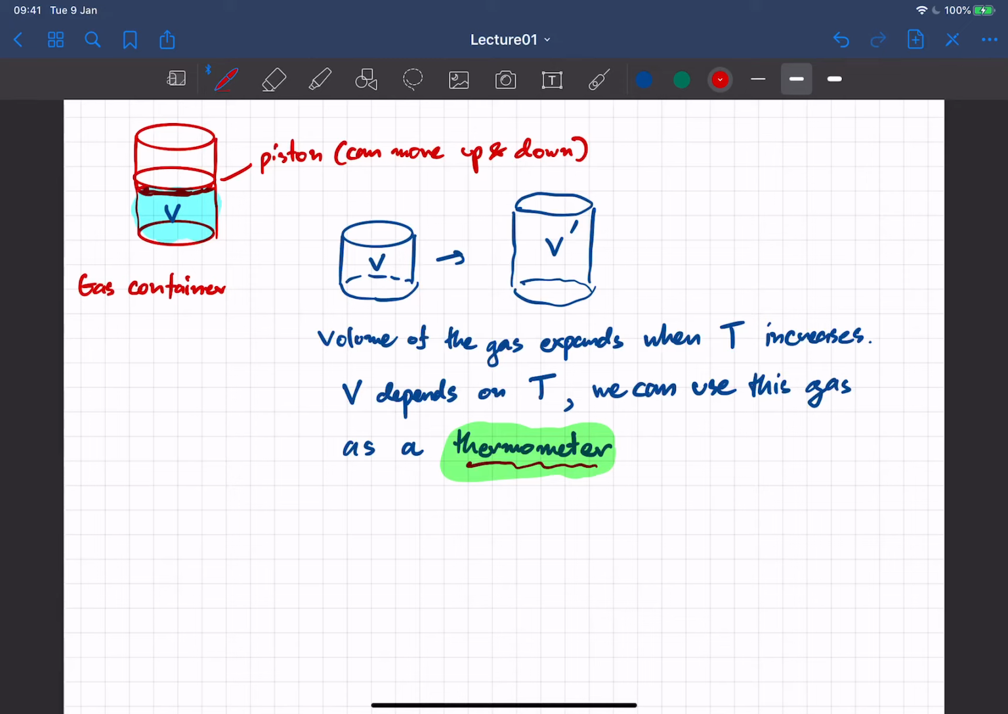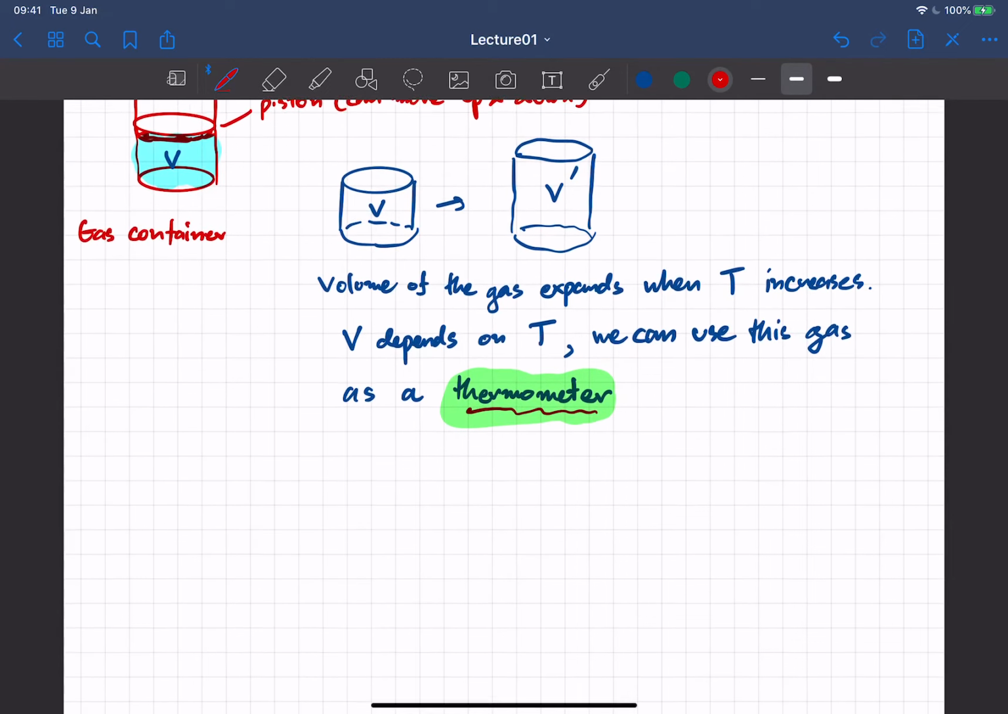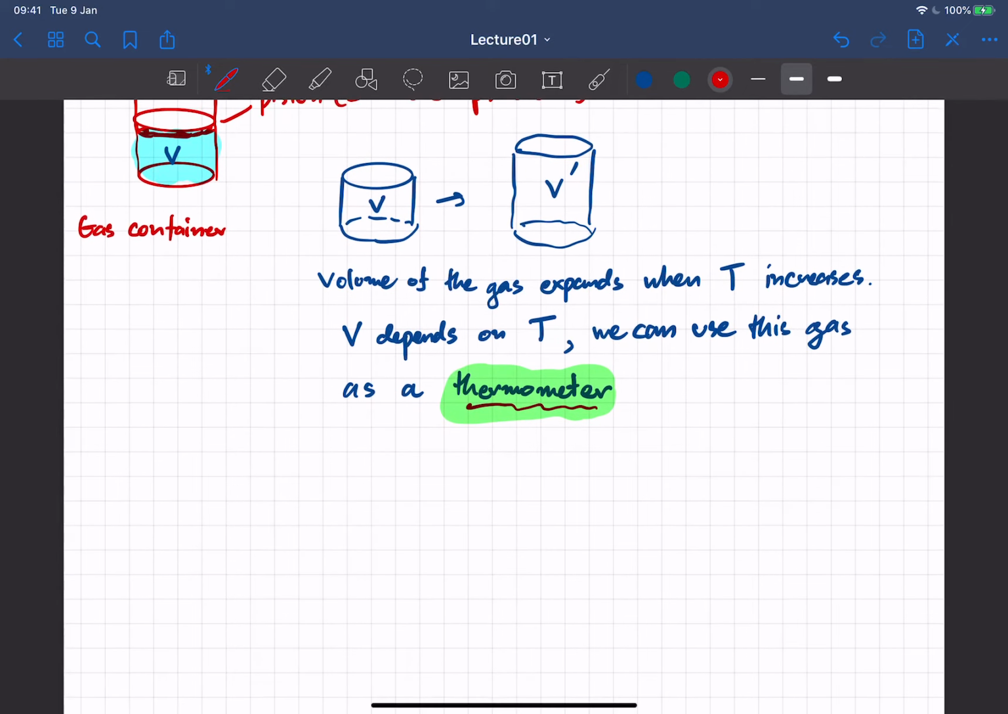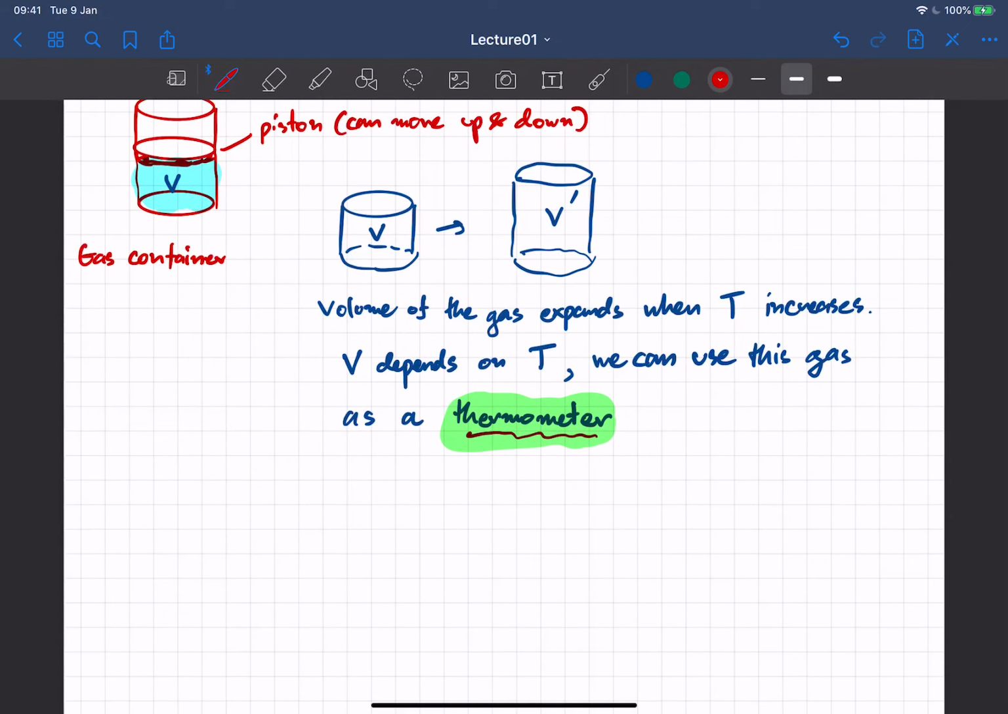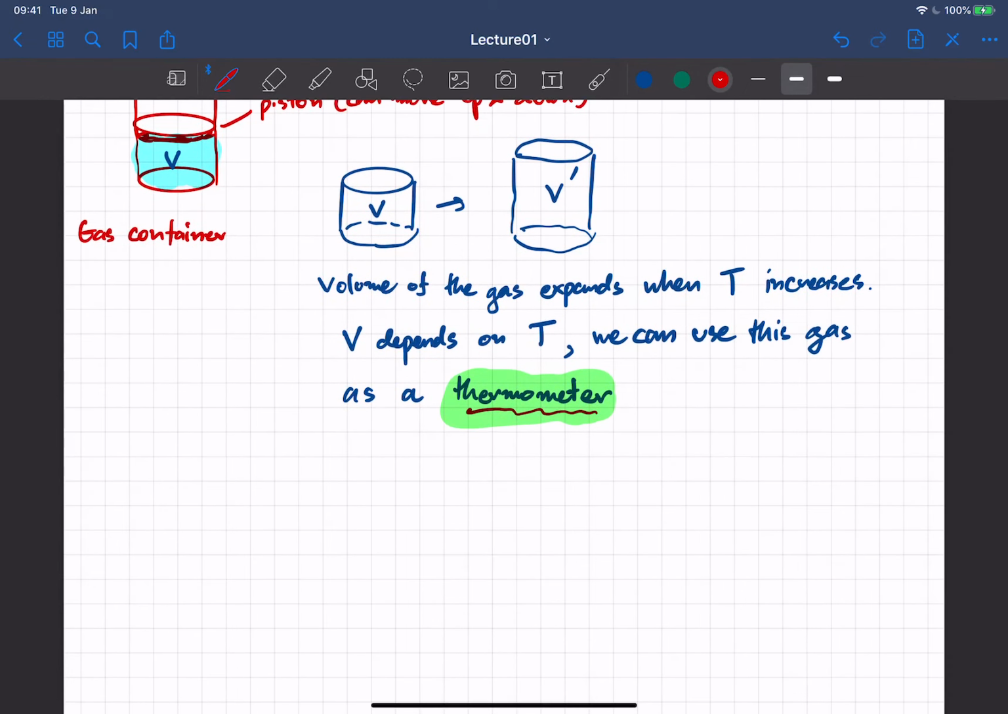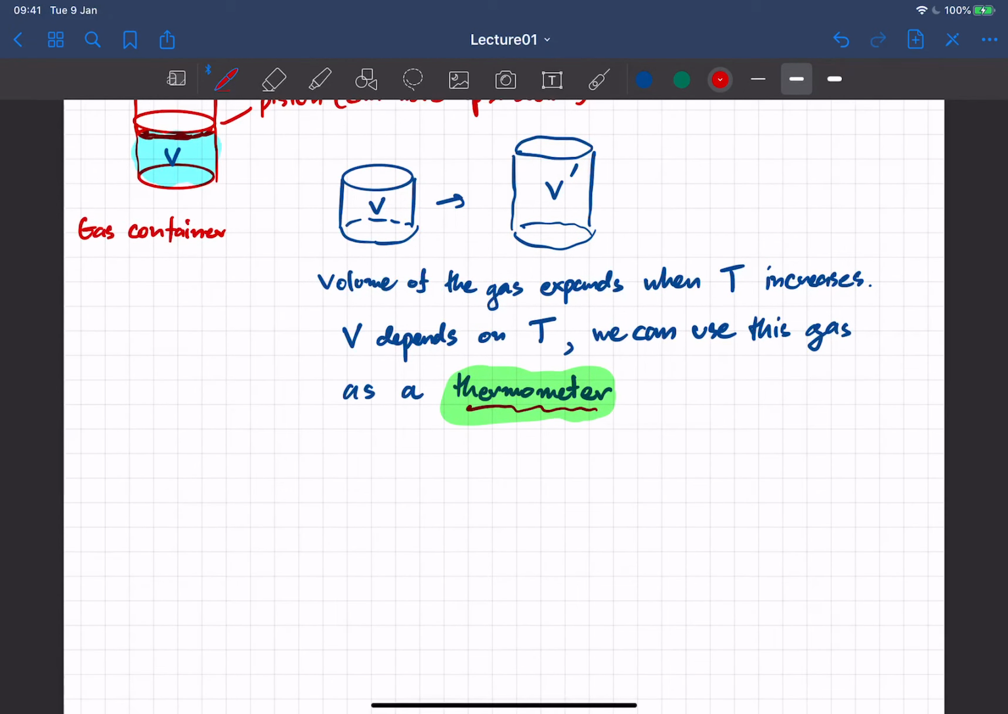Okay, so this is what we can use as a thermometer. So we can look at how the gas expands, right? If you have the gas which expands larger than in the other case, then you can say that the temperature is higher, right? So V depends on T. We can use this as a thermometer. Now that we have a thermometer, we can use this to measure anything that's happening. For example, with some better engineering, you might be able to use this principle and make an easy to use thermometer, right?